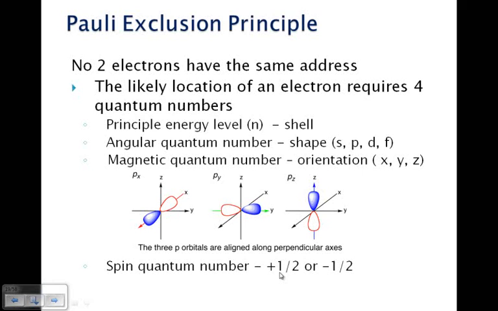Okay, so we use plus a half or minus a half to discuss spin. So the important thing is to know that in order to identify the location of it or the address of an electron, I need to use 4 quantum numbers.